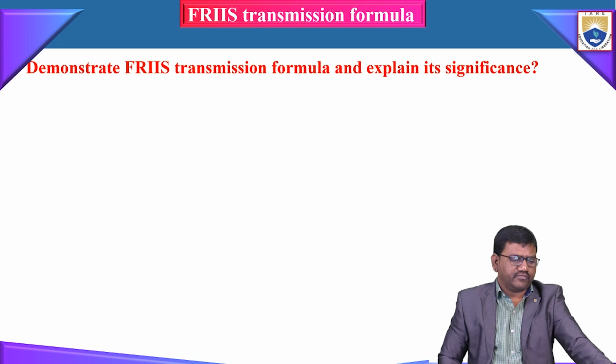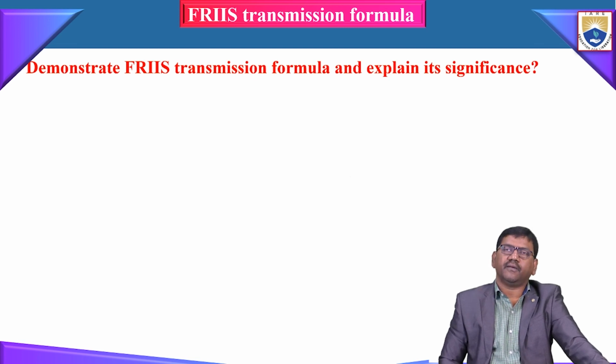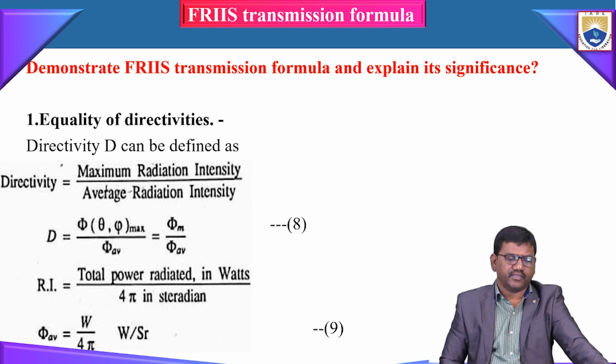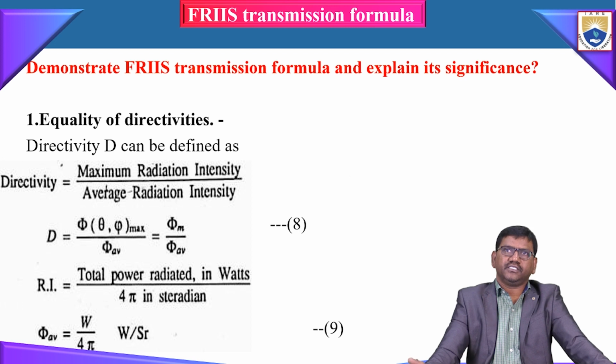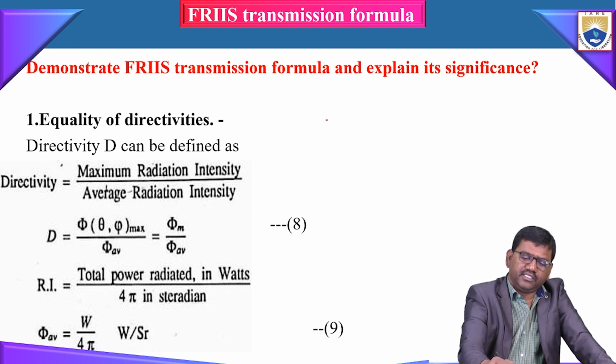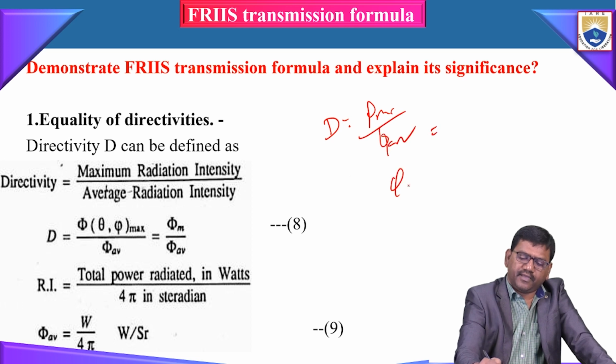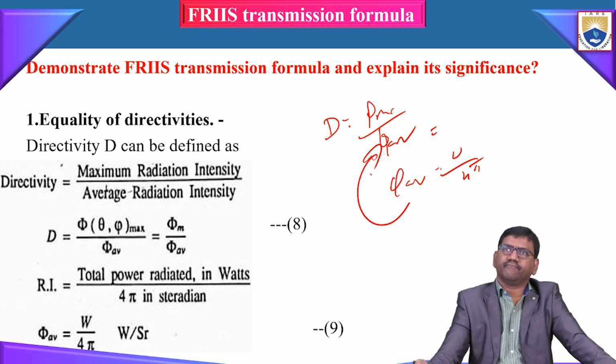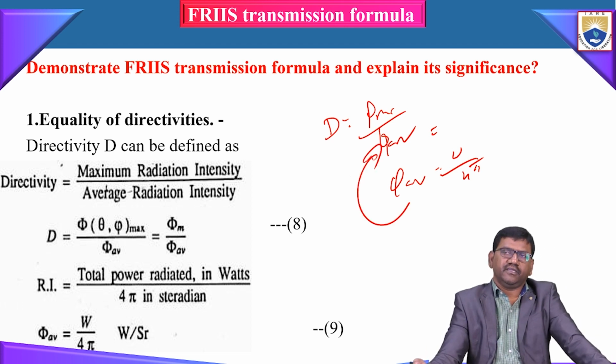Demonstrate the Friis transmission formula here. Based upon the applications of the reciprocity theorem, we can demonstrate the Friis transmission formula. From the equation, directivity is equal to maximum radiation intensity by average radiation intensity. So D is equal to U max by U AV, and U AV is equal to W by 4 pi. Substitute this AV value here, and we will get U max by 4 pi.